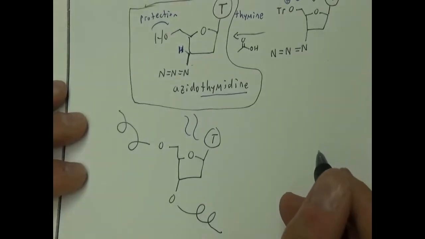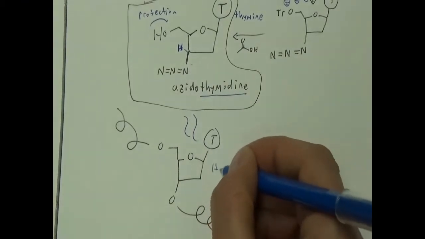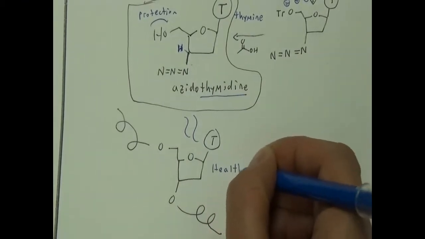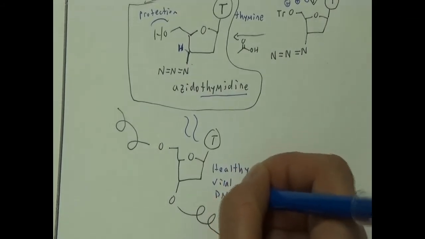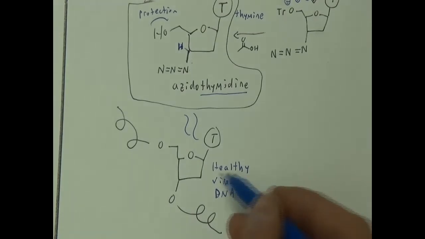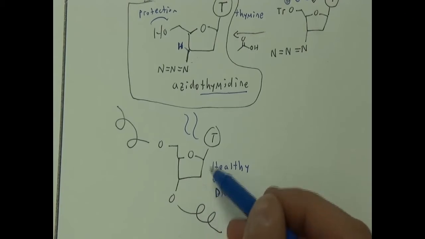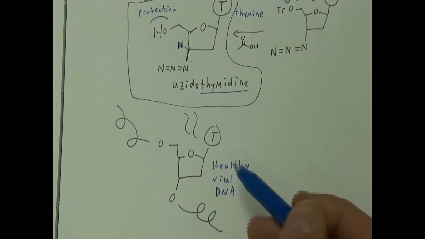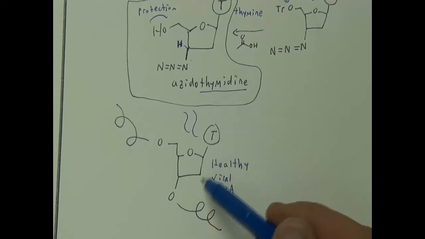And I'm going to write healthy viral DNA. Happy HIV, healthy viral DNA. And remember the D in DNA means deoxy. That means there's no alcohol right there. RNA has hydroxy groups, DNA doesn't. That's why we don't have an OH there, we don't have an OH there.